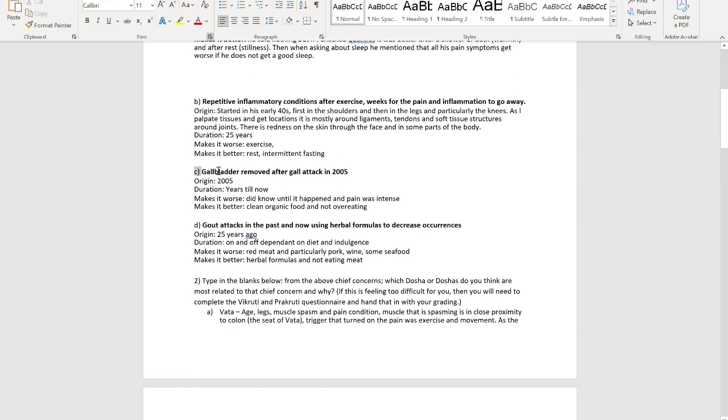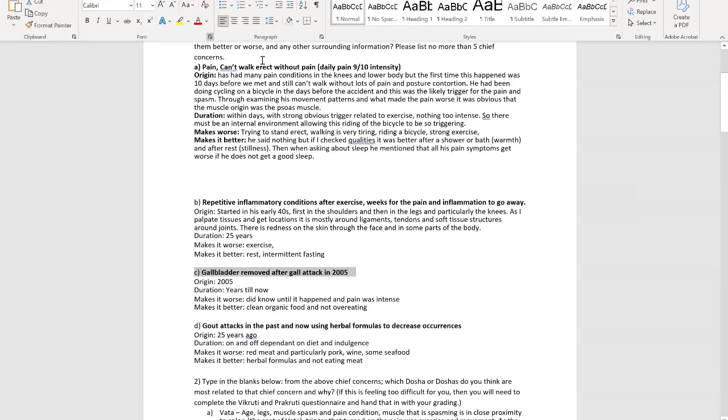The next symptom he talked about was the gallbladder removed after a gall attack in 2005. Now, by this stage, I'd already decided we're going to do a bodywork session for the first thing, and I diverted because really he's there for the pain.